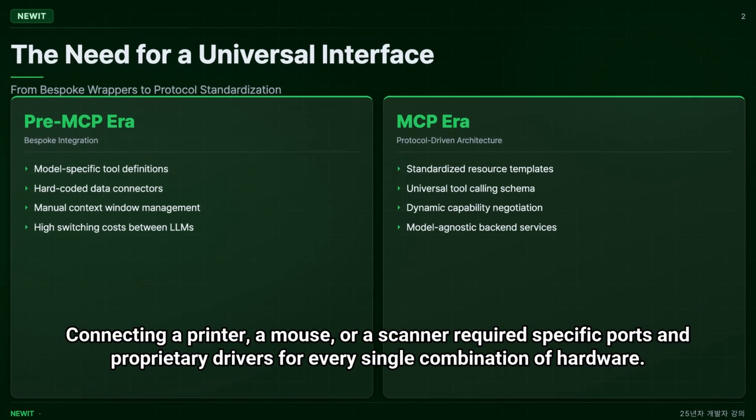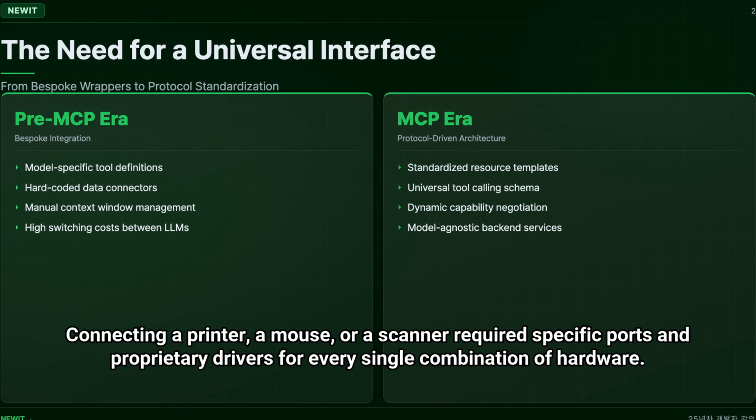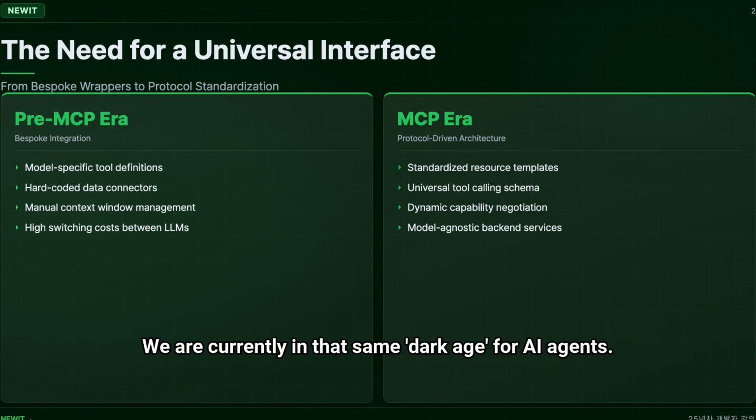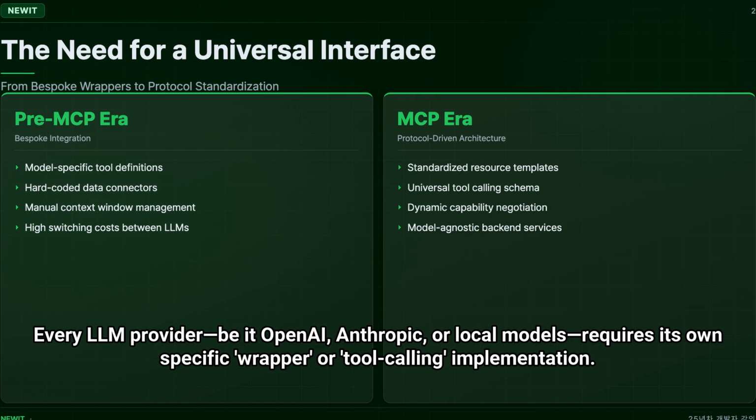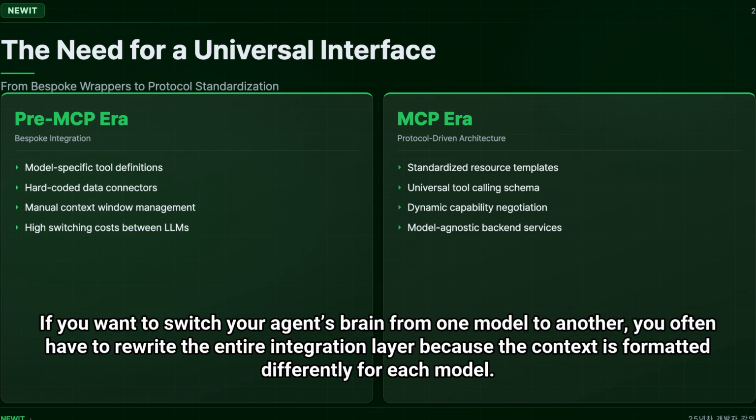Think back to the era before USB. Connecting a printer, a mouse, or a scanner required specific ports and proprietary drivers for every single combination of hardware. We are currently in that same dark age for AI agents. Every LLM provider, be it OpenAI, Anthropic, or local models, requires its own specific wrapper or tool calling implementation. If you want to switch your agent's brain from one model to another, you often have to rewrite the entire integration layer because the context is formatted differently for each model.